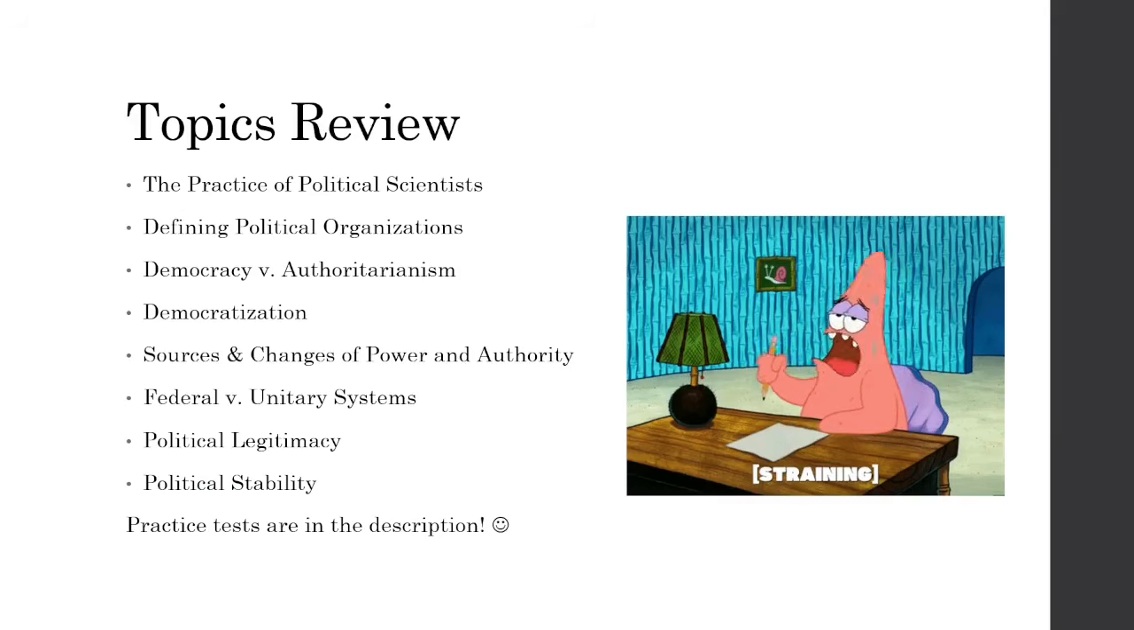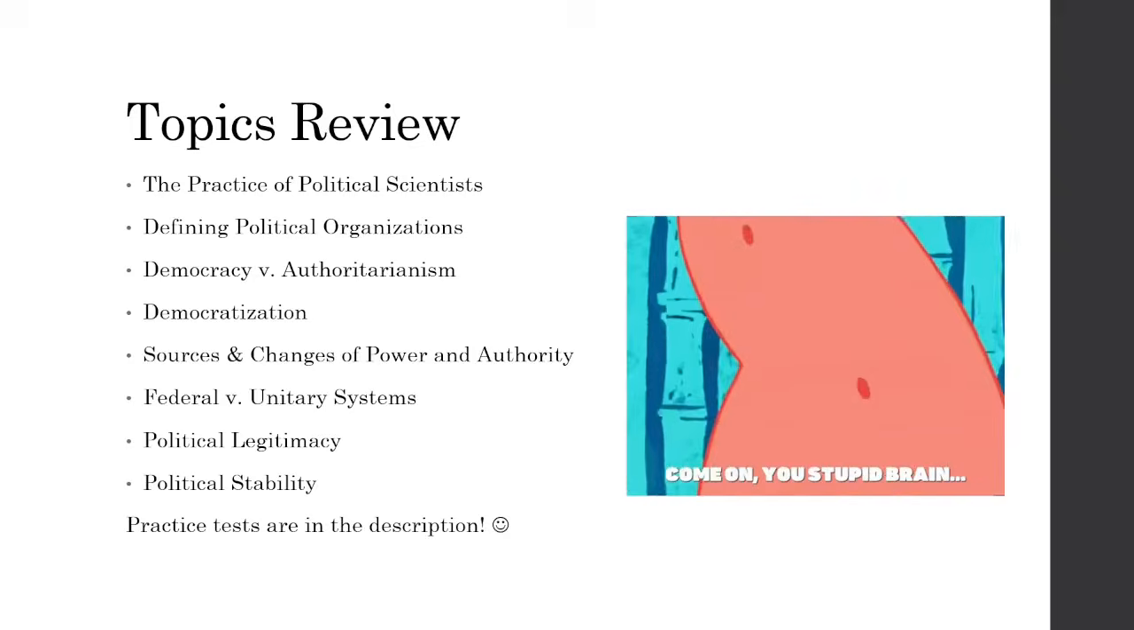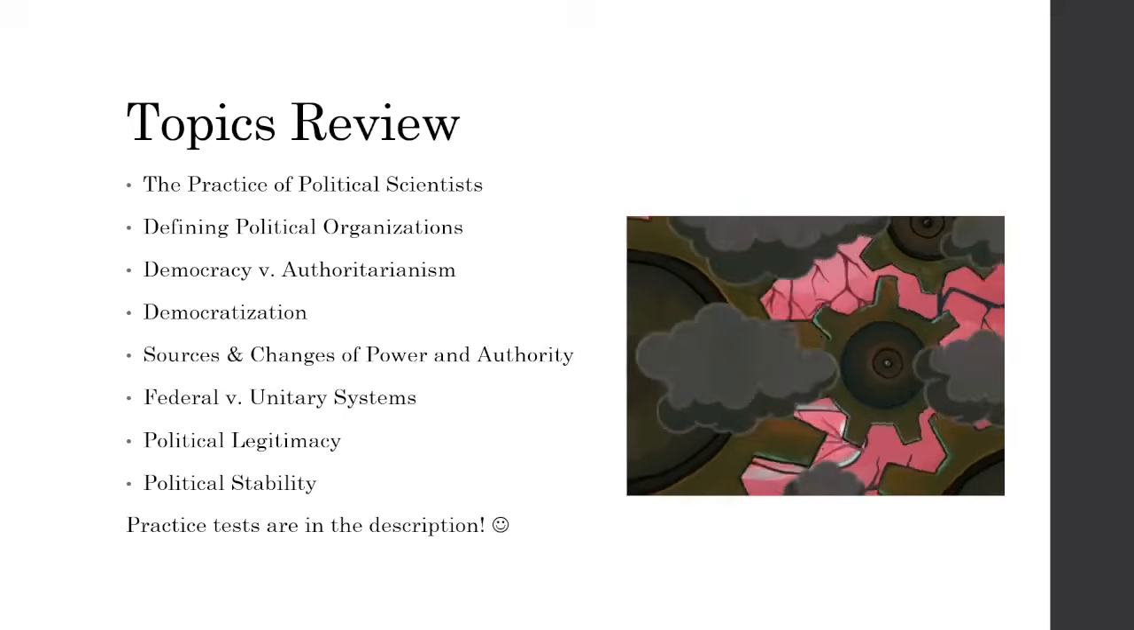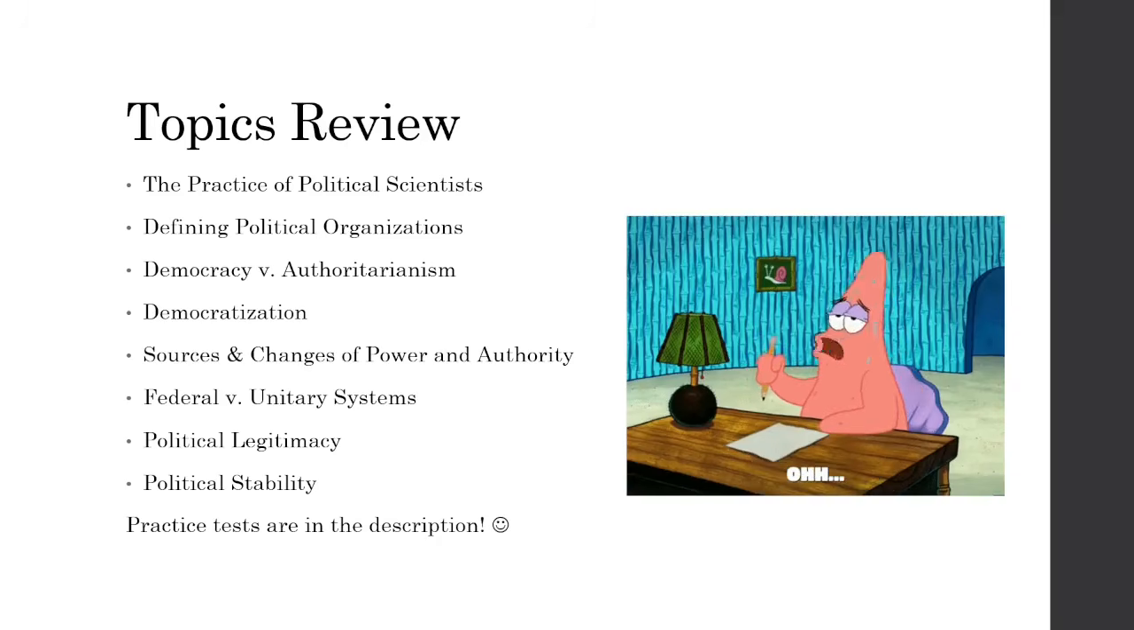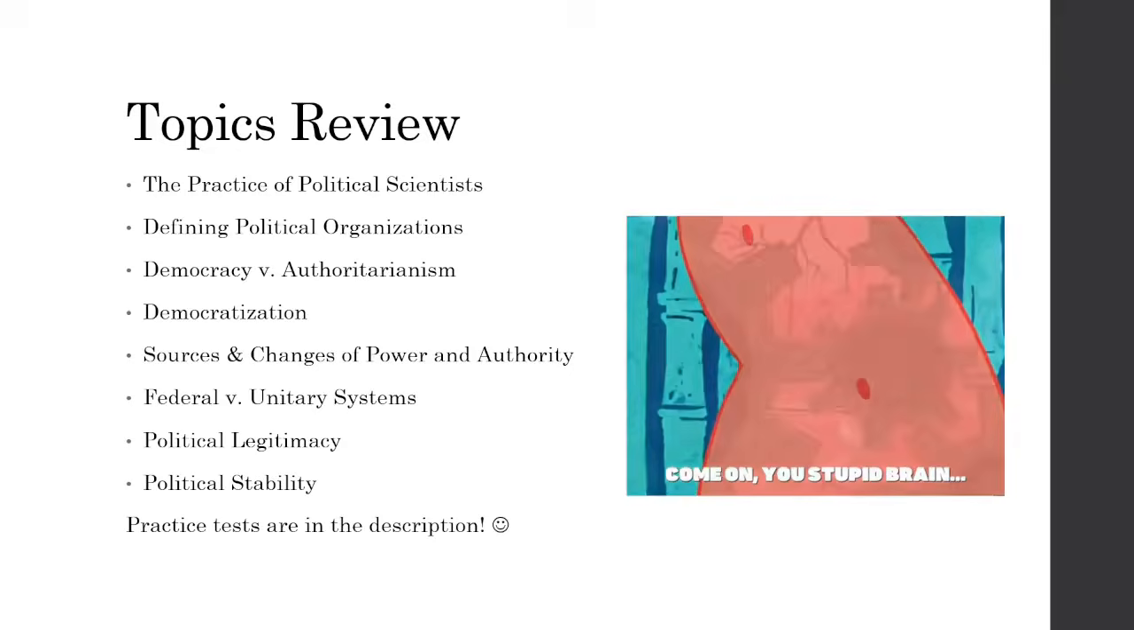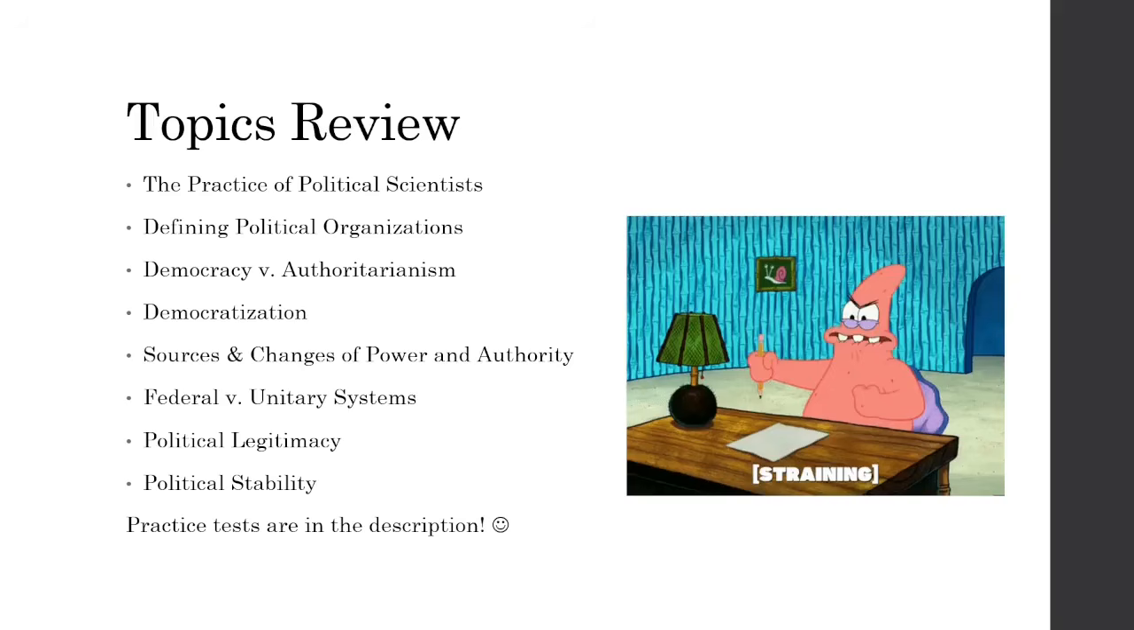All right, so that was the end of the unit. Good job, you made it through. So this is the kind of stuff we went through. We went through the practice of political scientists. We discussed different ways they measure political data. Went through political organizations, so governments, regimes, states, nations, that sort of thing. Went through the differences between democracy and authoritarianism. We went through the process of democratization, democratic paralysis, and democratic consolidation. We went through the sources and changes of power and authority for our 6 core countries, and the difference between federal and unitary systems. We also went through political legitimacy, how it's created, how it's sustained, and how it's lost, as well as political stability, how it's created, sustained, and lost, and that sort of thing.